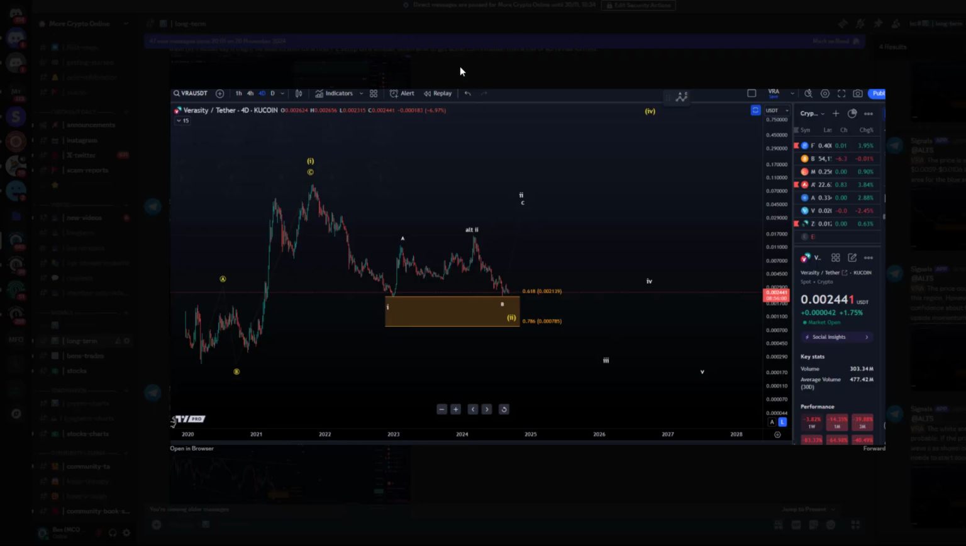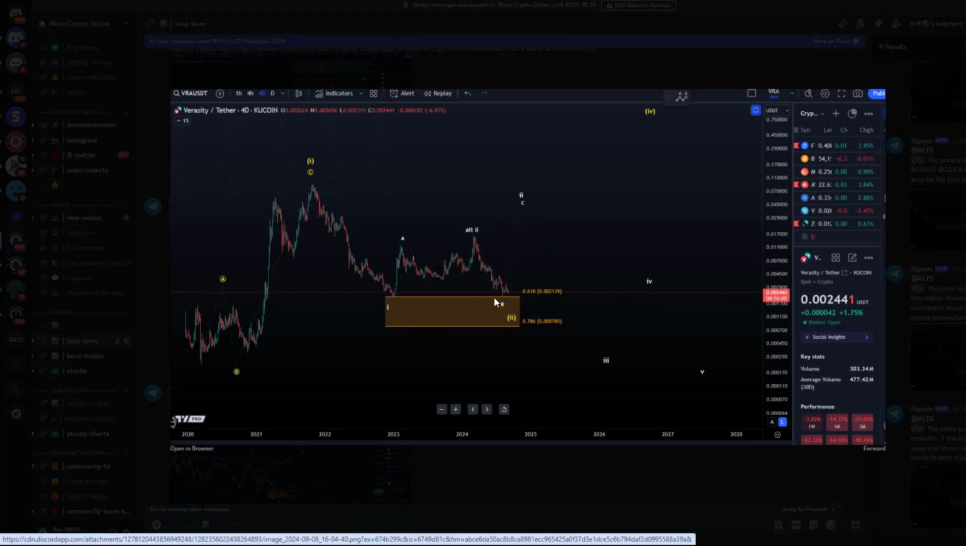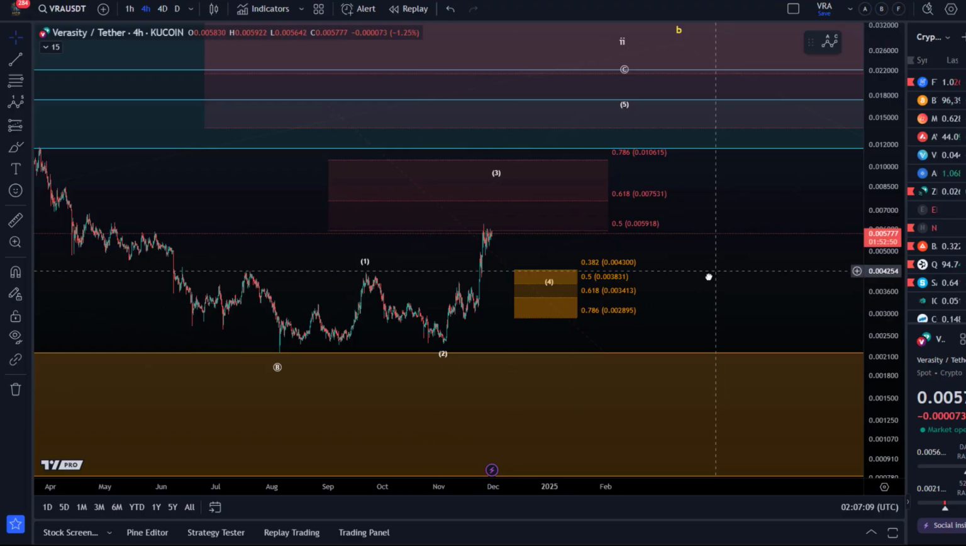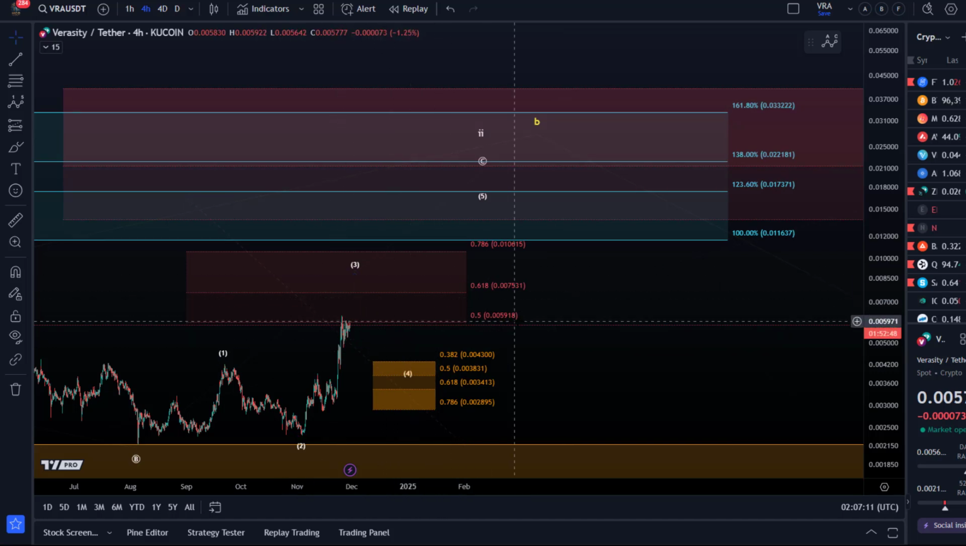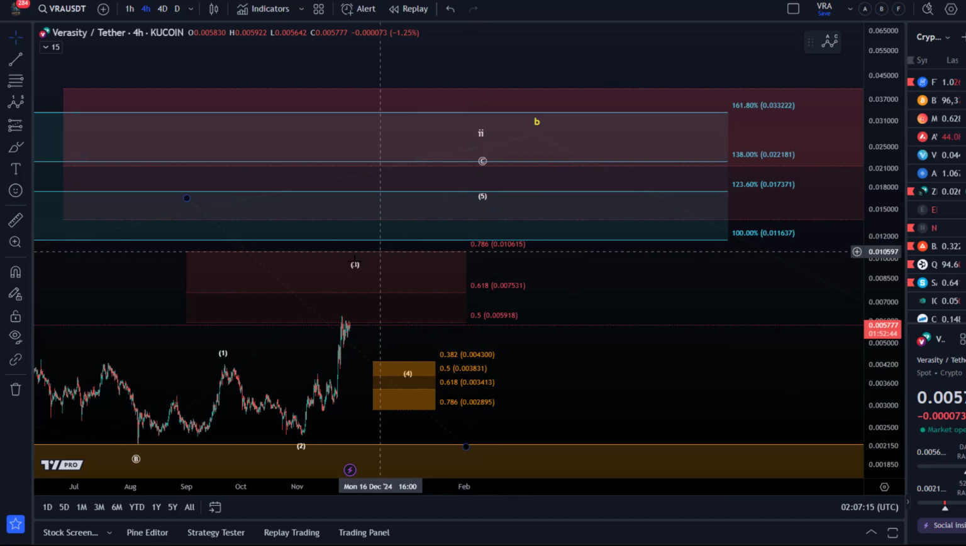And the update was that the white scenario seems to be more probable. If the price is forming a larger wave 2 as shown in the chart in white, then the wave C needs to start soon. That was the 8th of September. So it actually started exactly there, right? And we're now moving up. And since then, I've obviously added some resistance levels that you can see on the chart now. Now there's some micro resistance here at 0.0059, 0.0075 and 1 cent.